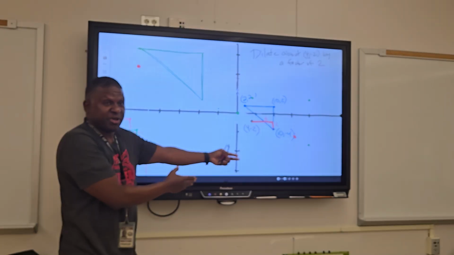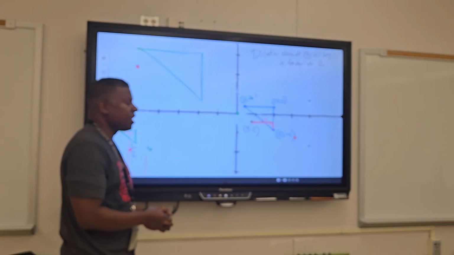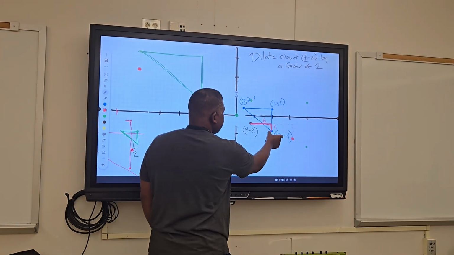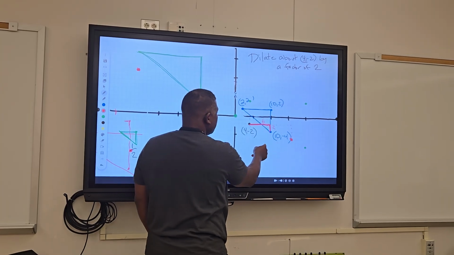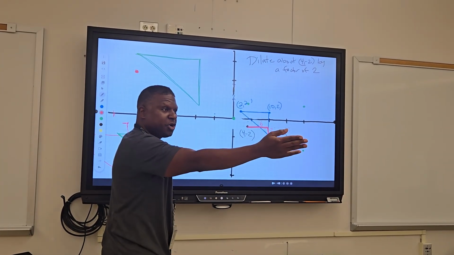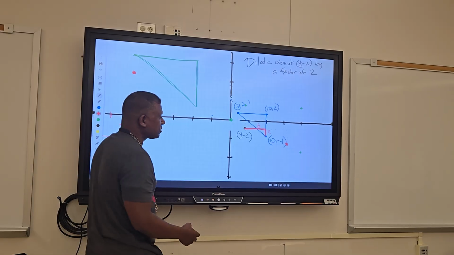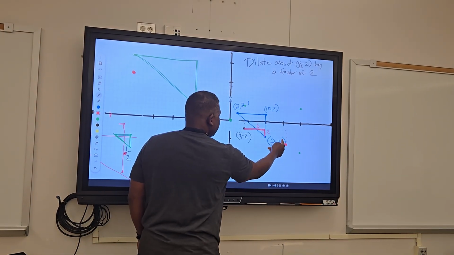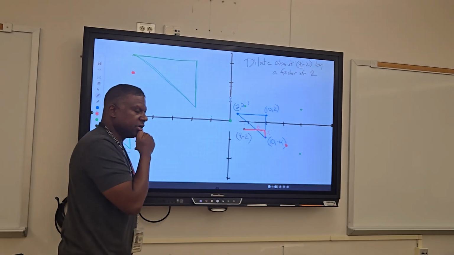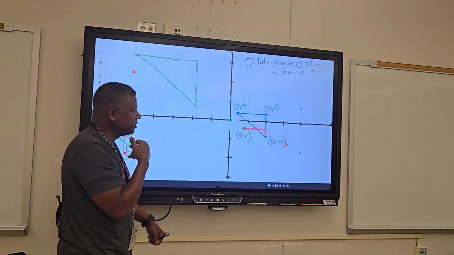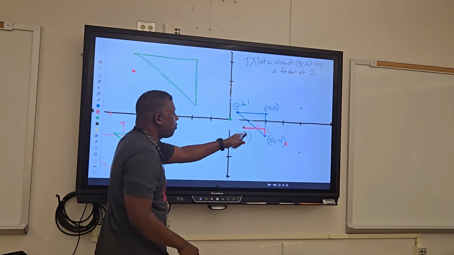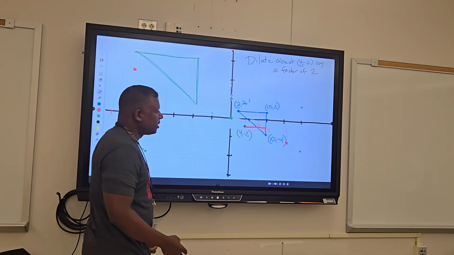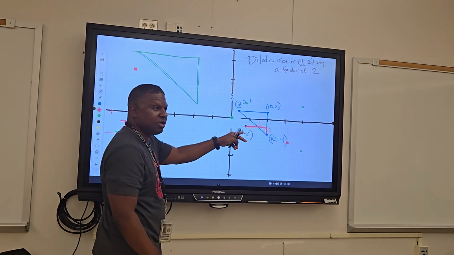Now, we have graph paper. It's easy to see on graph paper. If I didn't have graph paper and I said, hey, dilate 10, negative 4 by a factor of 2 around 4, negative 2, I could do what Noah did and I could just subtract. Negative 4 minus negative 2, isn't that negative 2? That means negative 4 is 2 lower than negative 2. And 10 minus 4 is 6. So 10 is 6 more than 4.